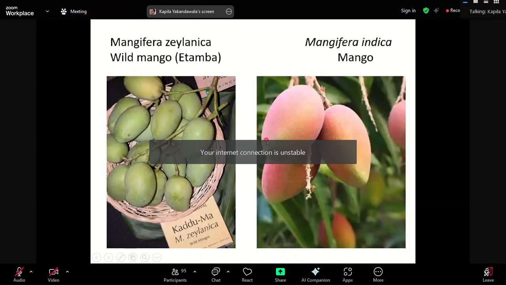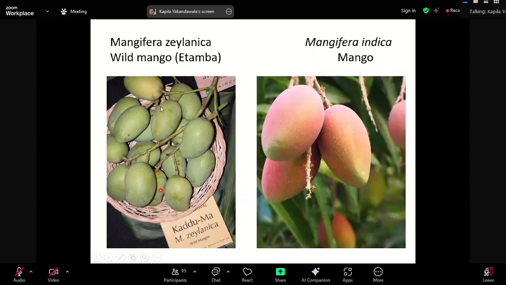This is Atamba, wild mango. Still you can find this plant in Singaraja area, Rakwana area. It has a very large seed and very little flesh. So you can't eat it, but only bats eat these fruits once they are ripened. But we like to eat improved mango varieties, Mangifera indica.